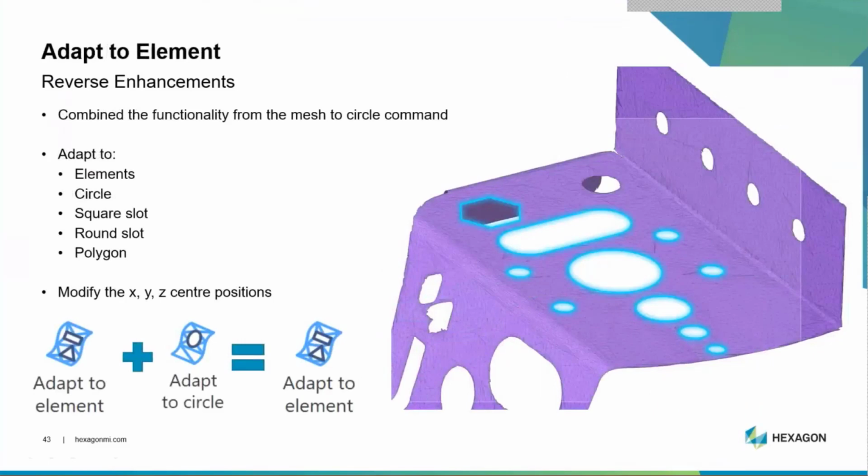The adapt to element command has now absorbed the functionality from the separate adapter circle. That adapter circle has been removed, and we've also added lots of new functionality. You can adapt to wireframe elements as before. You can also adapt to circles and extract circle elements, similar to before, but all in one command. We've also added the ability to extract or adapt to square slots, round slots, and n-sided polygons, and also modify the X, Y, Z positions of those.